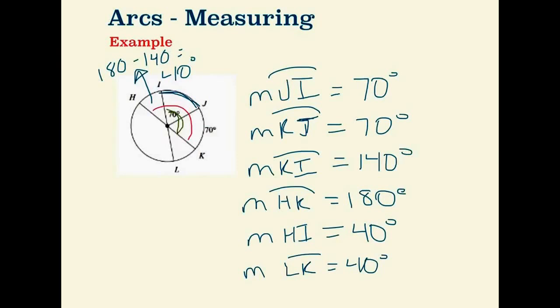So we can know even this last piece over here, the measure of arc HL, because it would be vertical to our 140 over here. We could also subtract everything we know from 360. And from there I could do any combination. I could do KJ, I could do KI, I could do JL. I could figure out all sorts of things because I know each one of these pieces now.